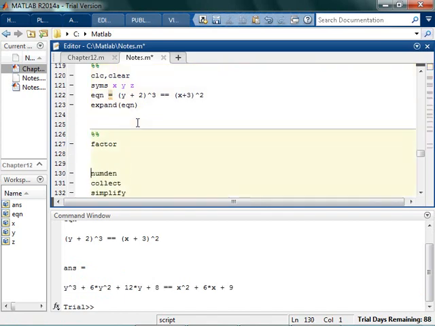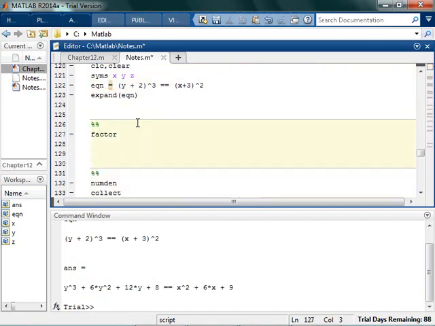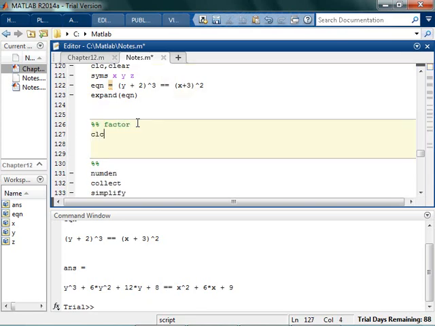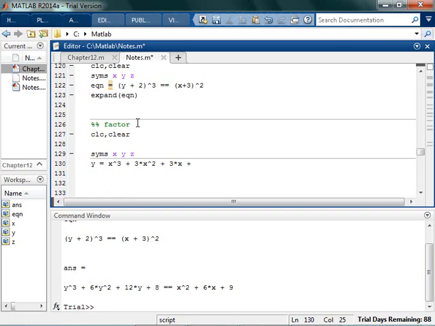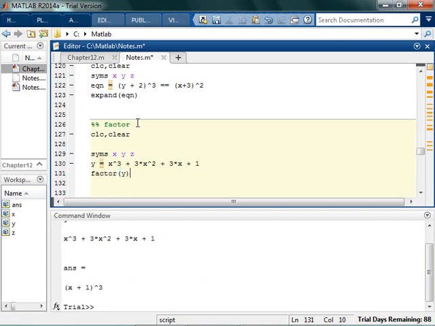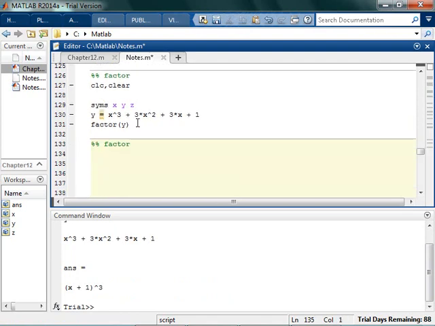All right, factor. I can probably guess what that's going to do. So let's try factor. clc, clear. syms x, y, and z. I think of something I'm going to have to factor out. So let's go y equals x cubed plus 3x squared plus 3x plus 1. And I'm going to say I want you to factor y. And it's going to be like, awesome! Yay, I knew that was going to happen. Because I'm kind of awesome at algebra, just not at adding and subtracting.